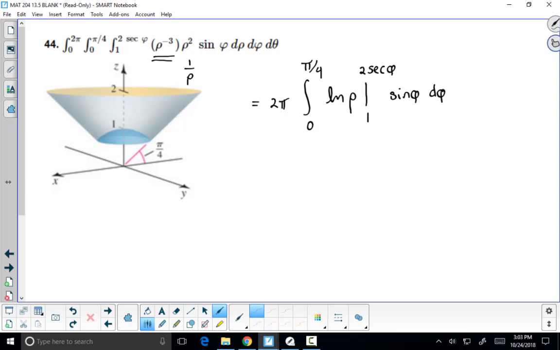So sine of phi, we only have one integral left. All right, so everybody agree with that. So we have rho squared over rho cubed, which reduces to 1 over rho. Integral of 1 over rho is natural log of rho with limits 1 and 2 sec of phi. Outer integral collapse, so that's what we boil down to.